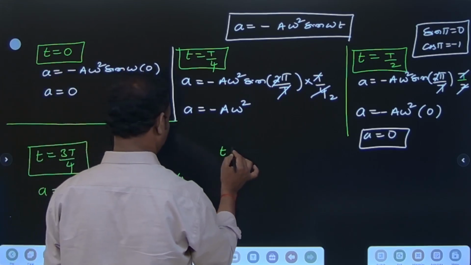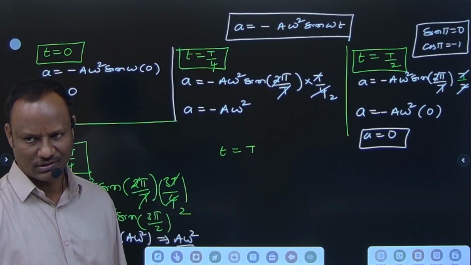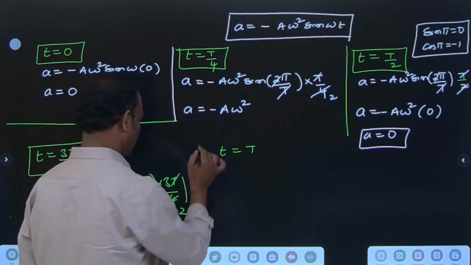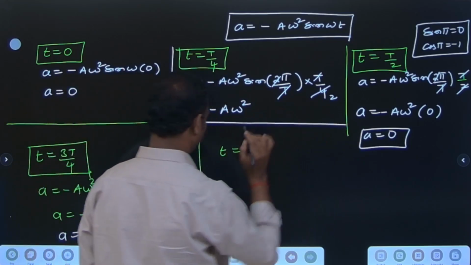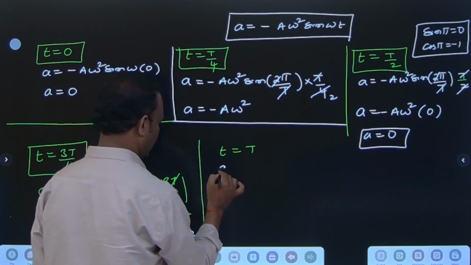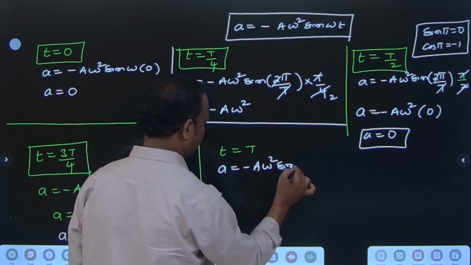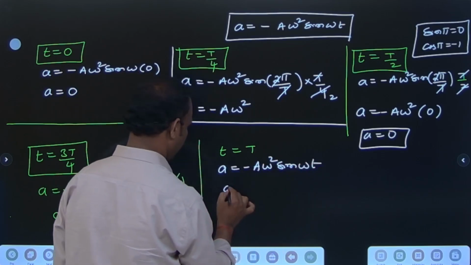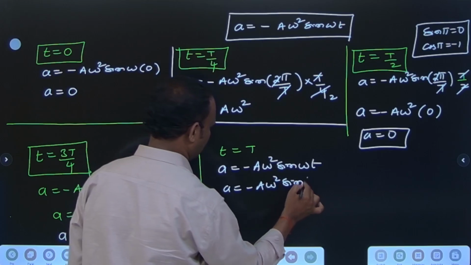Next one, t is equal to what? Capital T. Capital T means what? You are getting 0. Yes. Now we check about x. A is equal to minus a omega square sine omega t. Omega means what?